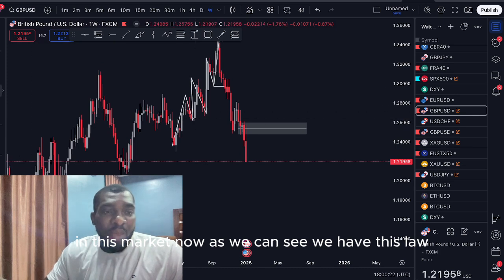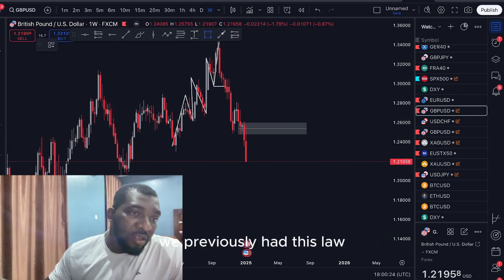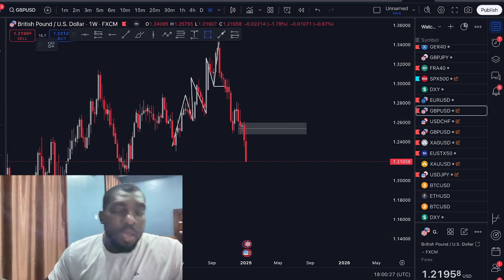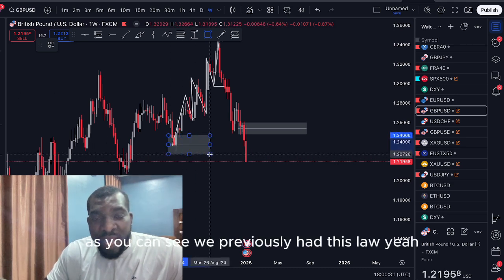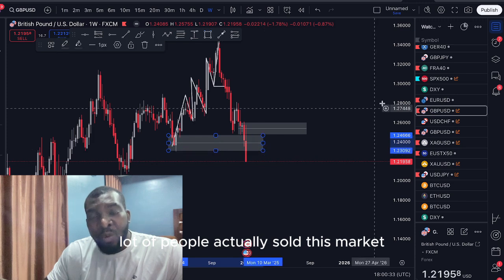Now, as we can see, we have this low. We previously had this low right here. As you can see, we previously had this low where a lot of people actually sold this market.